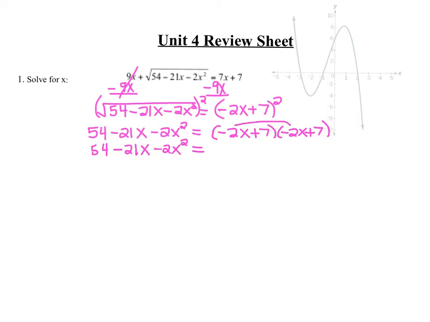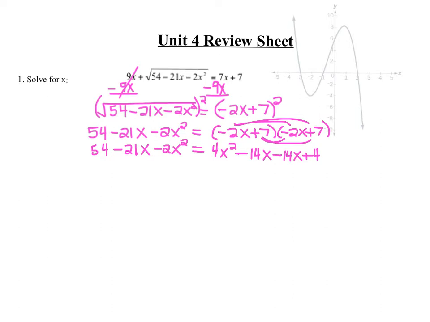So negative 2x times negative 2x is positive 4x squared. Negative 2x times 7 is negative 14x. 7 times negative 2x is negative 14x. And 7 times 7 is 49.